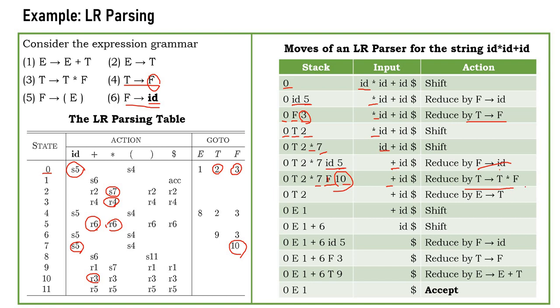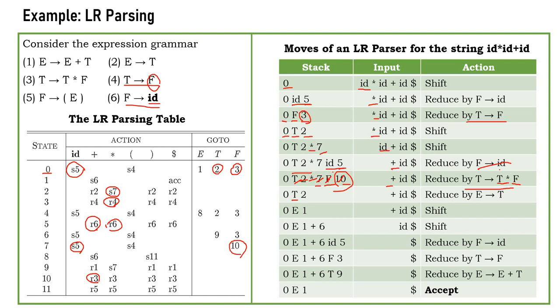So how many elements are there in the right side? That is T star F, 3 elements, right? So 3 into 2, 6. So the 6 elements will be removed. So what are the elements removed? 10, F, then 7, then star. Sorry, 1, 2, 3, 4. Then 5, 2, 7. So these elements are removed from the stack and we are reducing by the T.